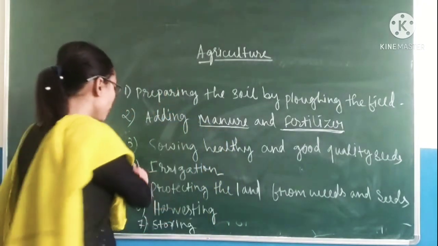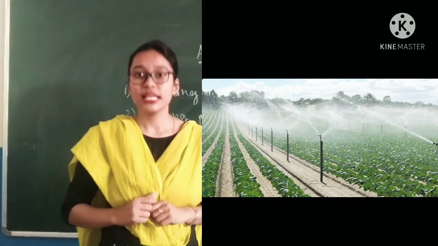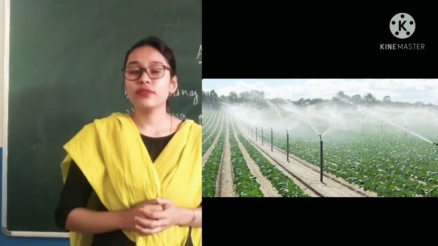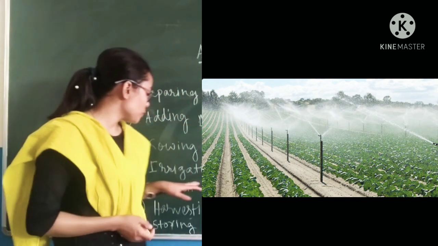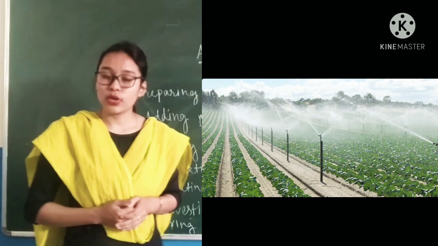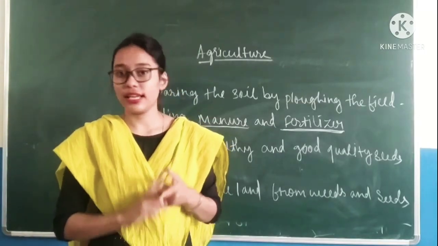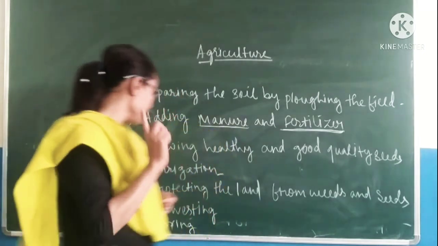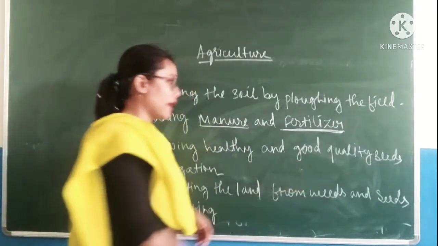Now, the fourth one, irrigation. Irrigation means proper watering is needed. Once you sow the seed, what happens? It will start growing. So we have to provide proper water because we know that a seed requires air, water, sunlight and warmth. Now the fifth one is protecting the land from weeds and pests.